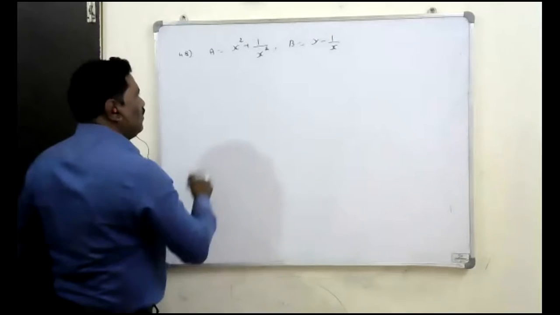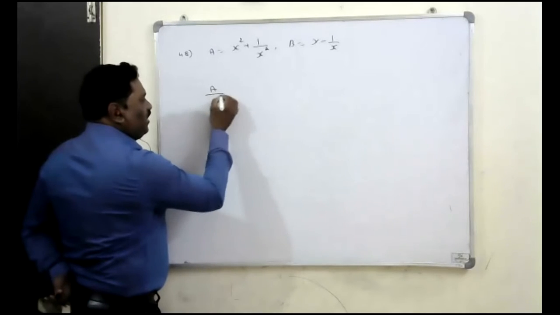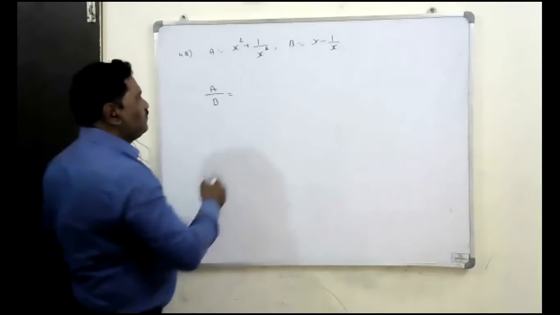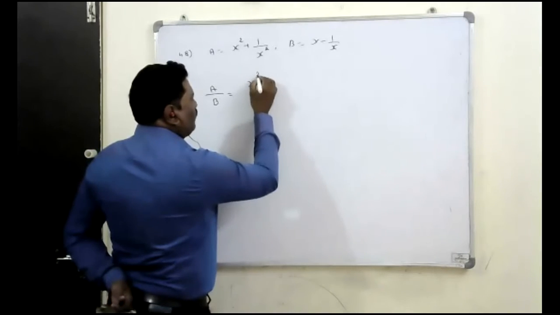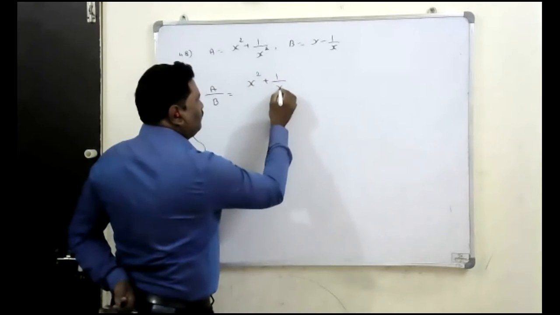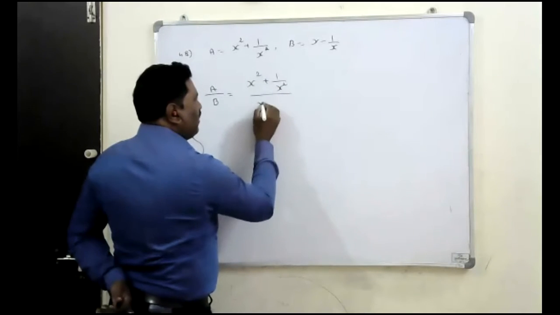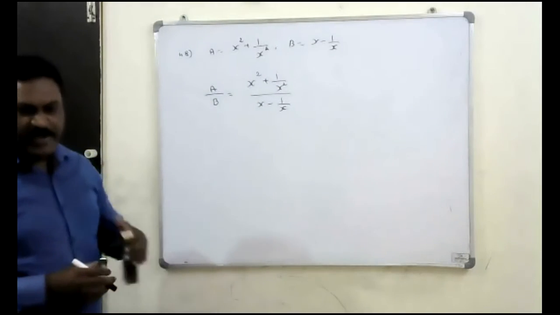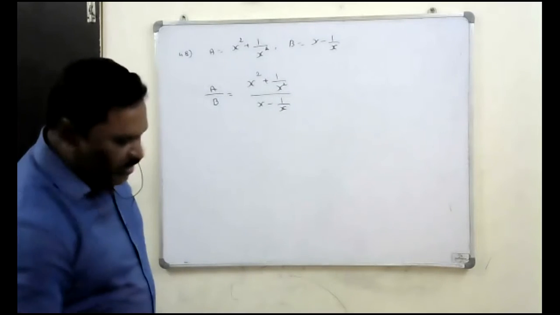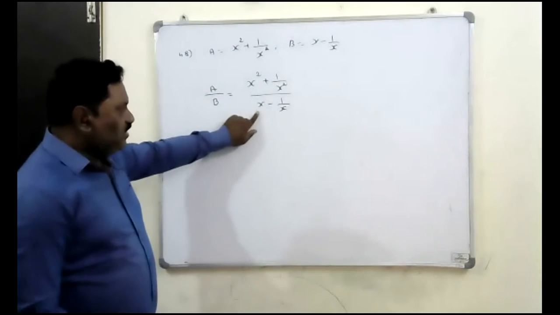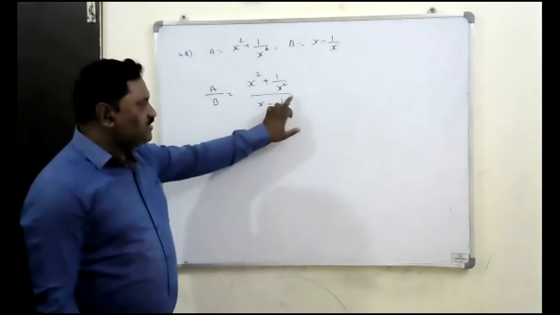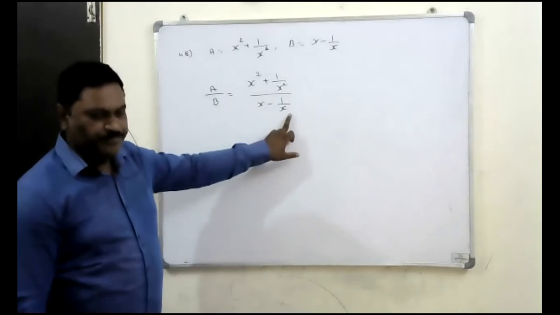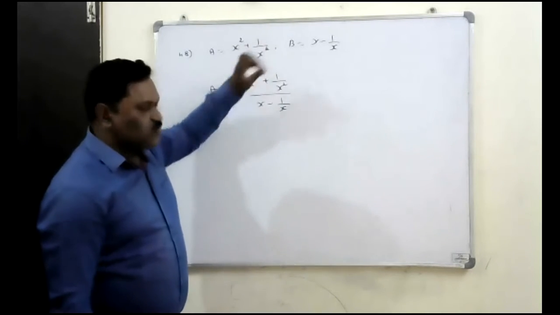Now I want to find the least value of A by B. So first I will calculate the value of A by B. A means x square plus 1 by x square upon x minus 1 by x. This least value I have to find. To find its least value, in the denominator you can find x minus 1 by x format. It is in the form of a minus b. The numerator is a square plus b square.